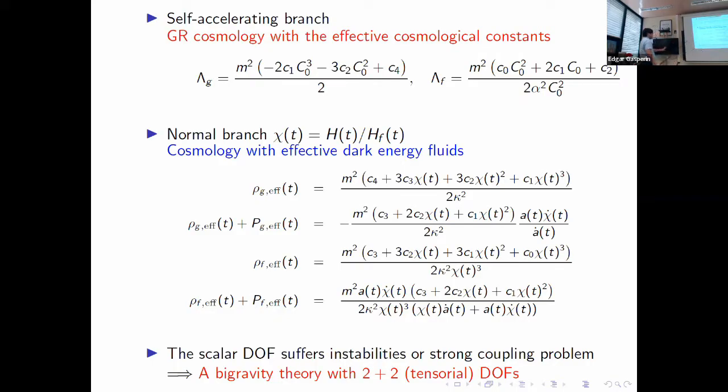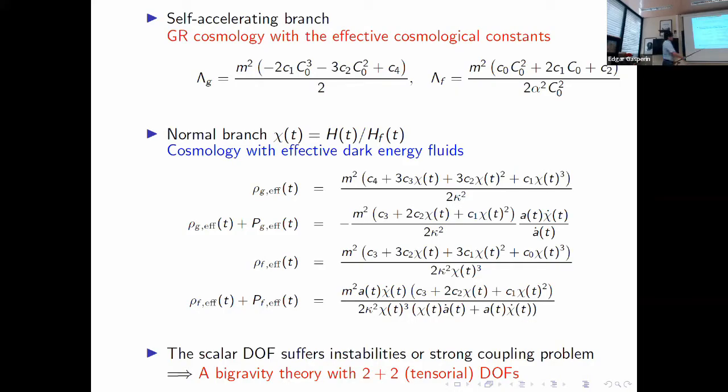Then now we are going to investigate the perturbation on top of those backgrounds. But if you consider the perturbation in the scalar sector, typically it suffers from instability problems; especially the normal branch is known to suffer gradient instability. And the self-accelerating branch suffers from the strong coupling problem. Then the perturbation theory breaks down, so this way we lose predictability. Then also people of course try to solve the problem.